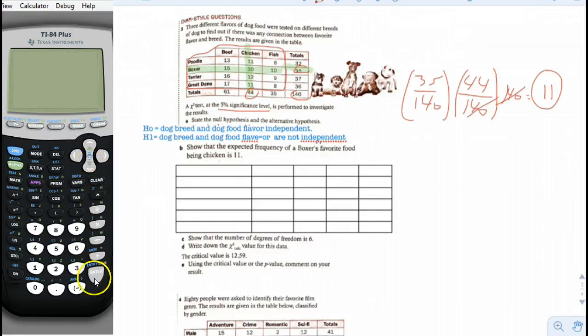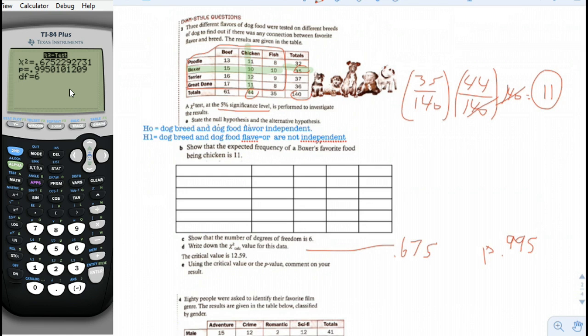Calculate, enter, and then it gives me the chi-squared value, which is going to be 0.675. That's pretty small. And then we're supposed to use the chi-squared value or the p-value. The p-value is 0.995. And we're going to use those to determine if we're going to reject the null hypothesis or not.